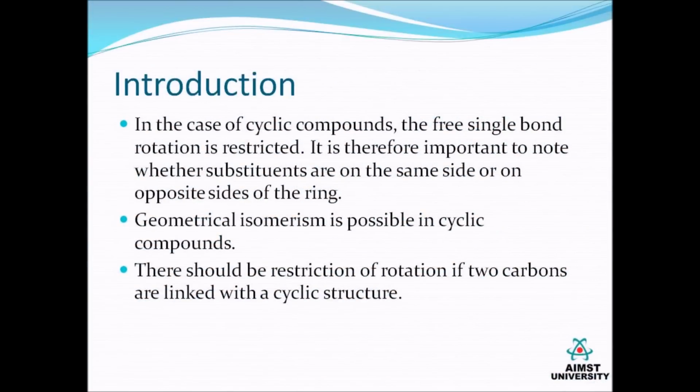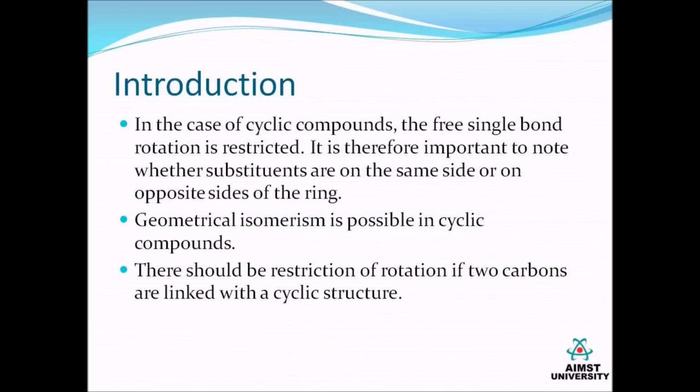Coming to the introduction, in the case of cyclic compounds, the free single bond rotation is restricted. It is therefore important to note whether the substituents are on the same side or on opposite sides of the ring. Geometrical isomerism is possible in cyclic compounds too. There should be a restriction of rotation if two carbon atoms are linked within a cyclic structure.